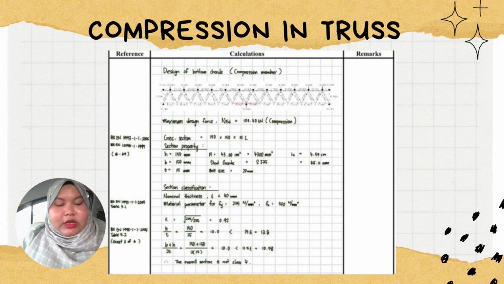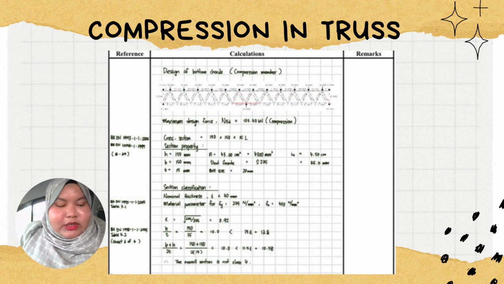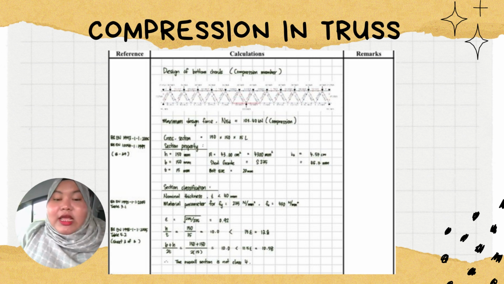103.40 kN compression. Okay, so kita akan cari cross section. Untuk kita cari cross section, kita akan tengok dekat kita punya yang belakang tu lah, buku. Lepas tu section property, section classification, akan ada nominal thickness. Okay, kita akan cari the overall section is not class 4. Okay, so kita akan cari compression capacity of section.